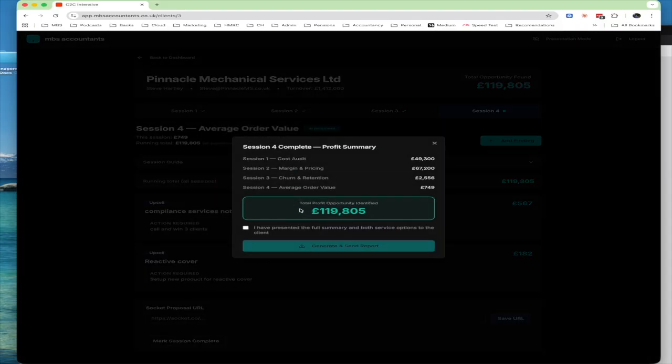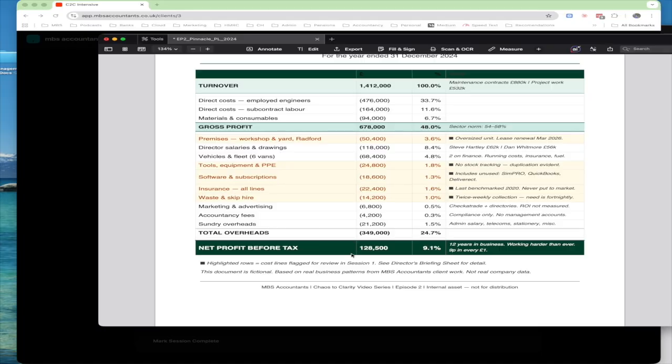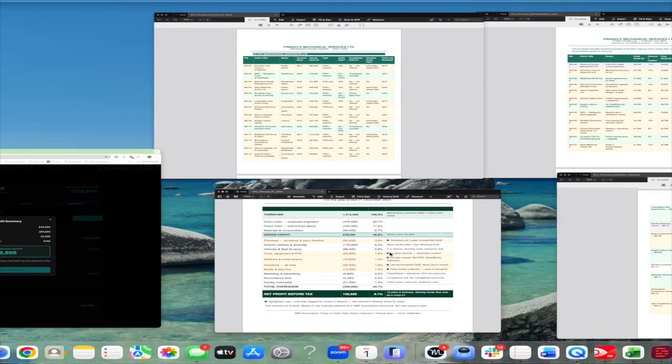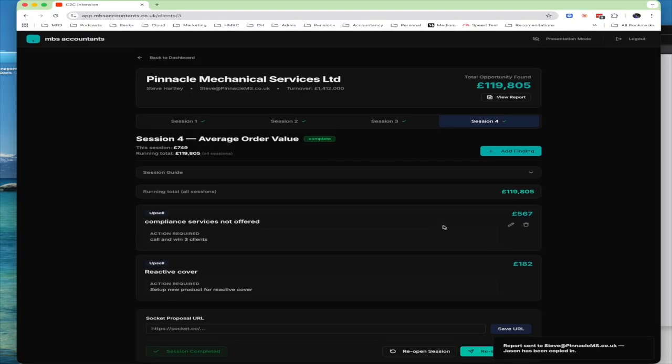So overall, we managed to find that £119,805. If you look across their P&L, they were making £128,500. We pretty much doubled the profitability of that business within the 4 sessions. It's a brilliant result. We sent the reports to the client. They've got everything that they could need relating to that. Looking across at my notes, Steve and Dan obviously were very happy with the fact that they spent £1,500 and got £120,000 worth of value out of that.